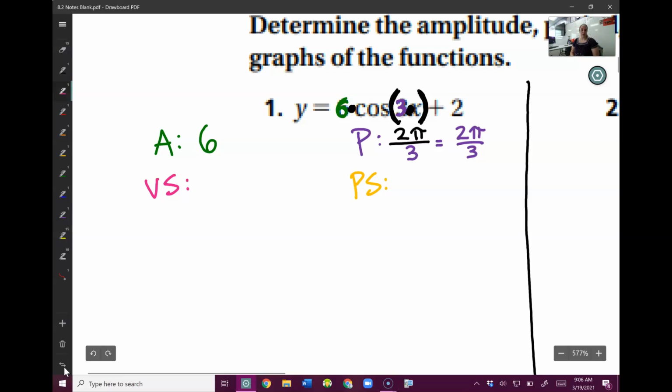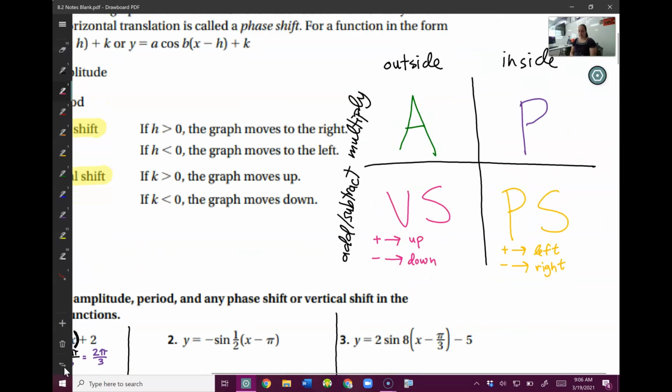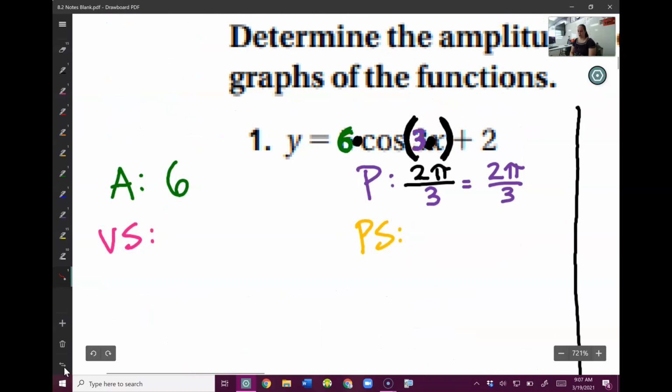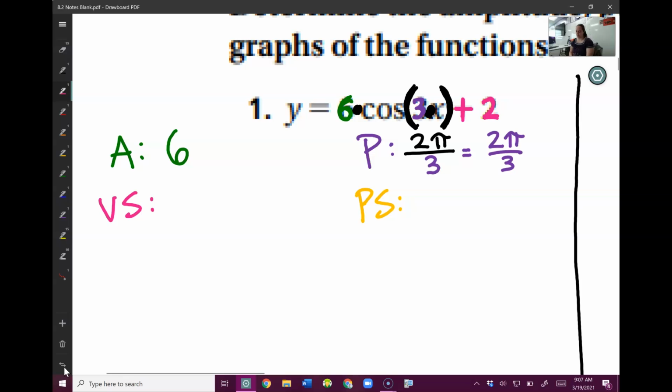Now let's go to our new ones. Vertical shift. So I come up here. A vertical shift is when I'm adding or subtracting outside my parentheses. So I come to this problem, go outside my parentheses, and look right there. I'm adding 2. So this is going to be a vertical shift because it's adding or subtracting outside your parentheses. So positive 2.